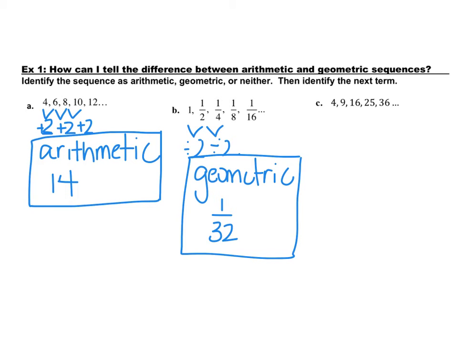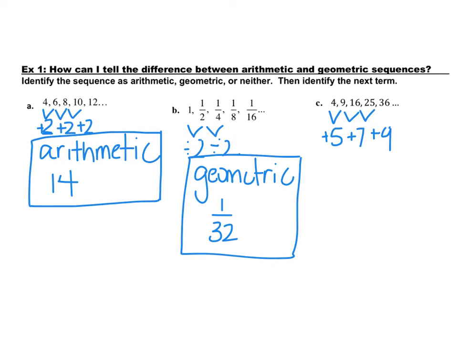All right, so our next one, I'm going from 4 to 9, from 9 to 16, from 16 to 25, and so forth. So from 4 to 9, I'm going up by 5. Going from 9 to 16, I'm going up by 7. And then 16 to 25, I'm going up by 9, and so forth. And notice we're not multiplying it by anything either.